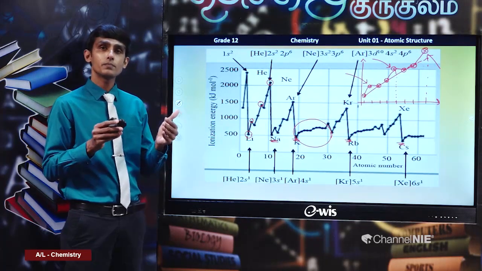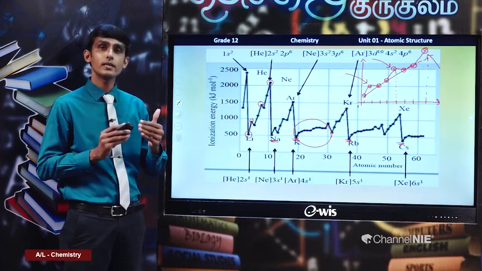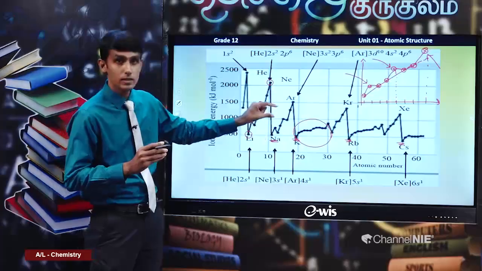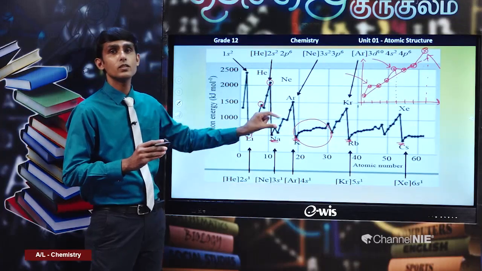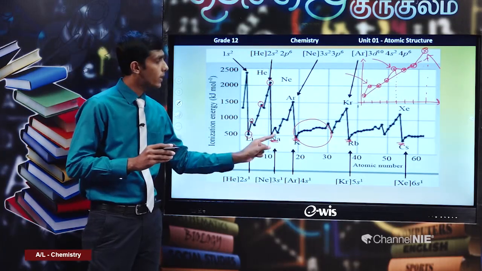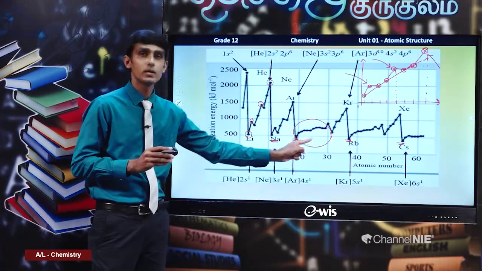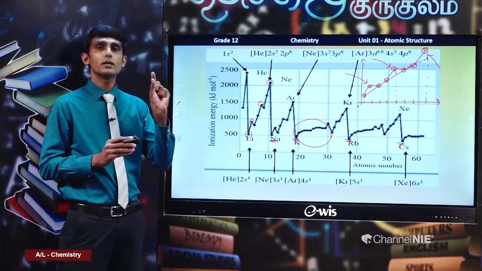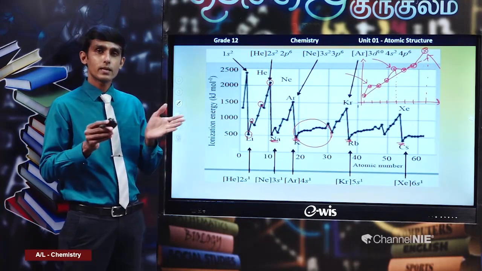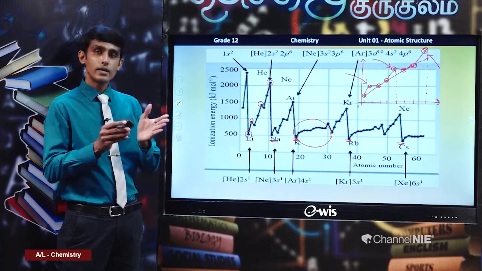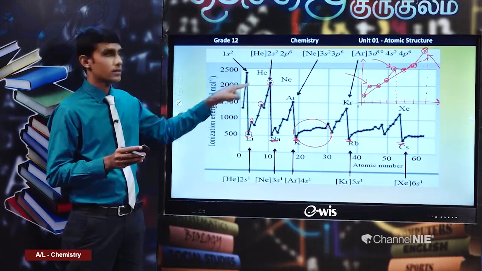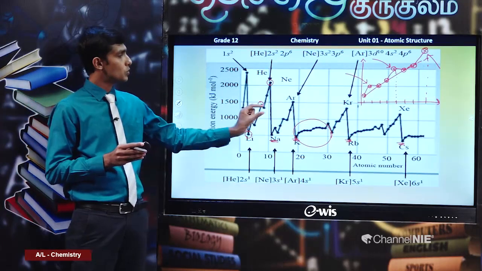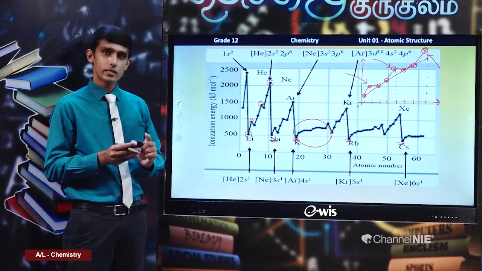In main group elements, there is a very clear increase of the effective nuclear charge. Here also effective nuclear charge increases, but there is a slight variation. So that is why the variation of the ionization energies of these D block elements is not very prominent, or that particular pattern cannot be identified like this. So these things you will learn in detail when it comes to D block elements in unit 6.